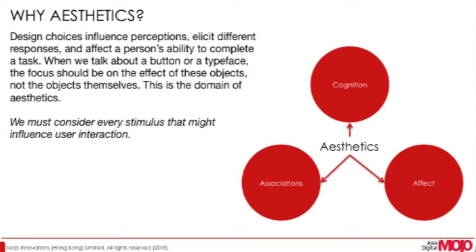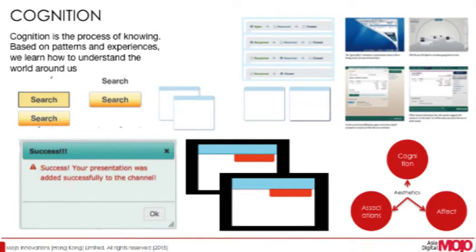We must consider every stimulus that might influence user actions. And the aesthetic can actually influence cognition, association, and affect. Let's look at it in more detail. Cognition. Cognition is the process of knowing.